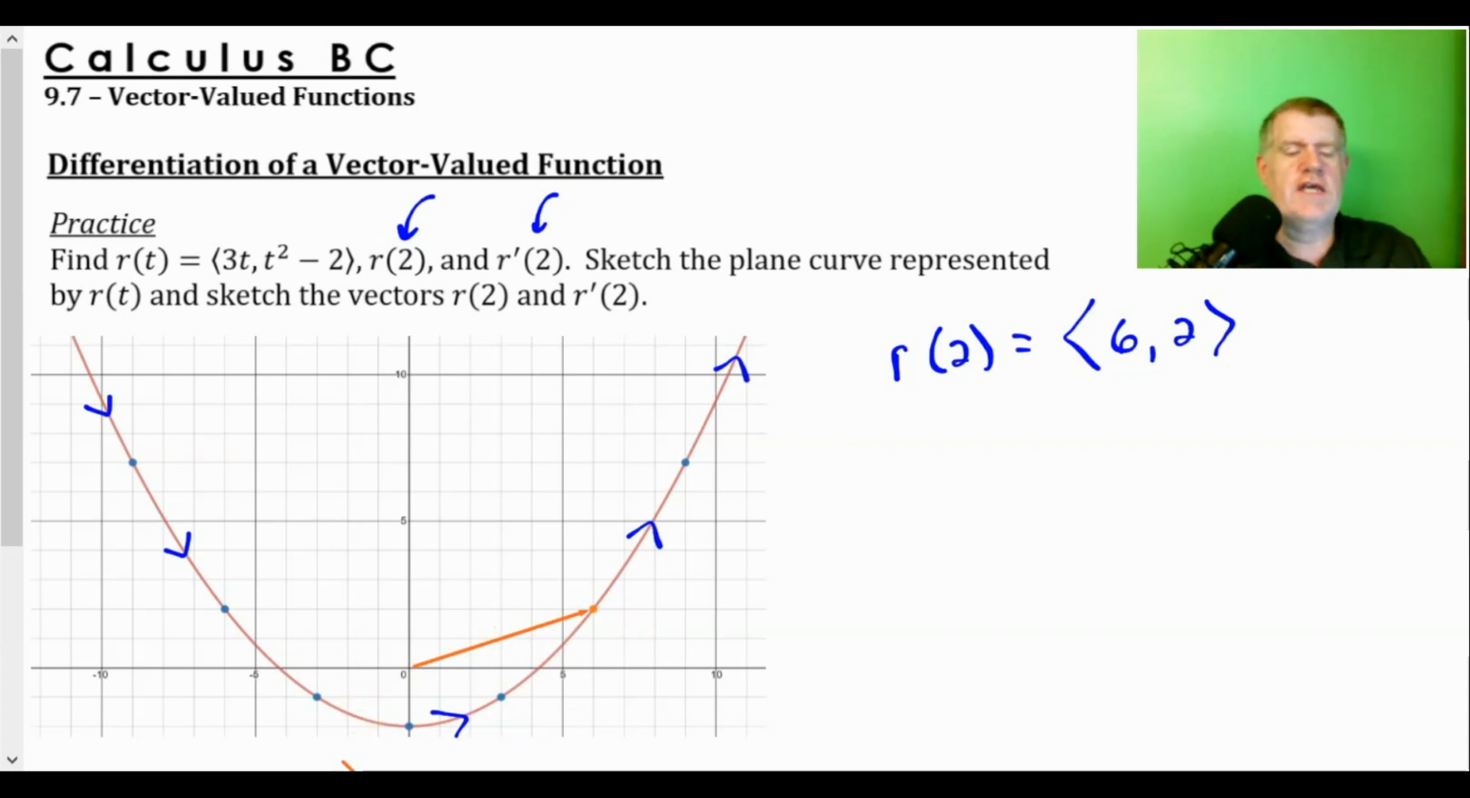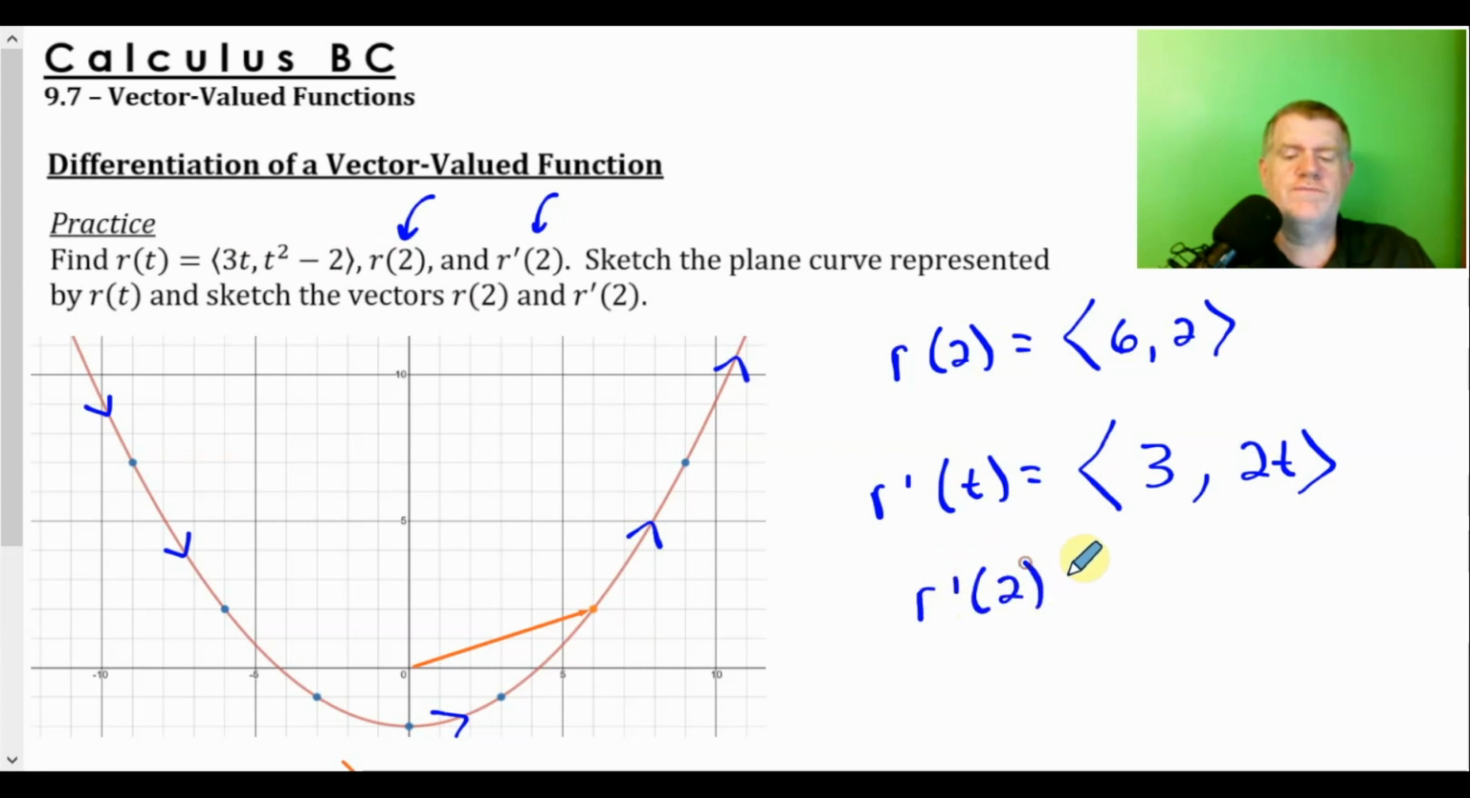Now we're going to take the derivative of this, and the derivative of a vector function is just like a derivative of all the other things. Derivative of each part. What's the derivative of 3t? 3. What's the derivative of t squared minus 2? 2t. I'm going to plug in 2. I'm going to get the vector of 3, 4.